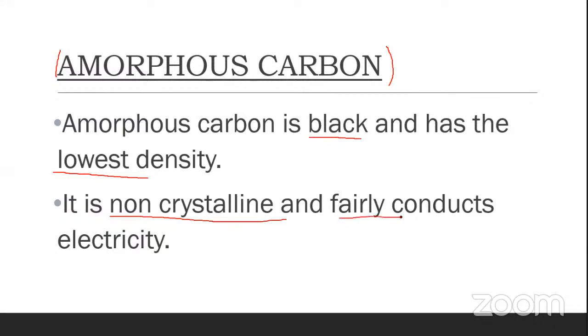And again, it fairly conducts electricity. So at some point it can conduct electricity, but it's not all that a good conductor of electricity compared to graphite. Remember, diamond does not conduct electricity.